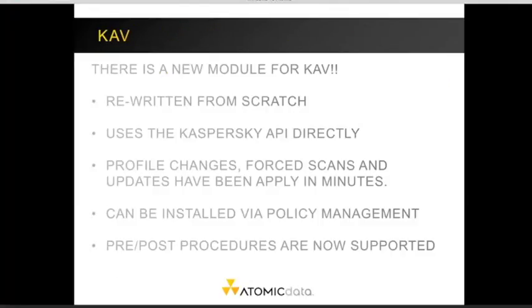There's also a new module for KAV. That is, the KAV is the Kaspersky antivirus engine that is built into the Kaseya platform. The new module has been rewritten from scratch using the Kaspersky API. All profile changes, force scans, and updates have been applied in minutes in our lab and in other larger test environments. It can be installed via group policy, policy management, which is built into Kaseya as a way to enforce settings on specific organizations or groups.